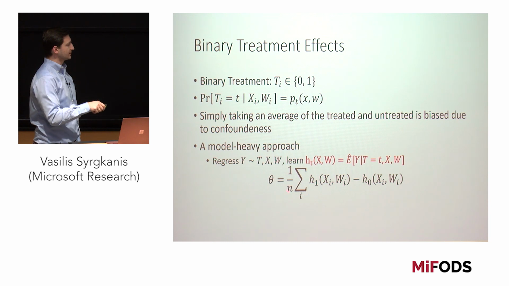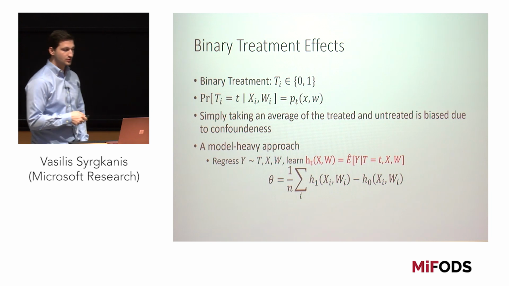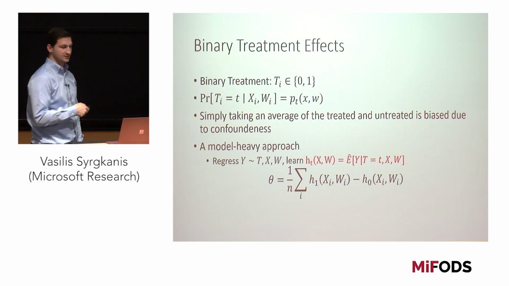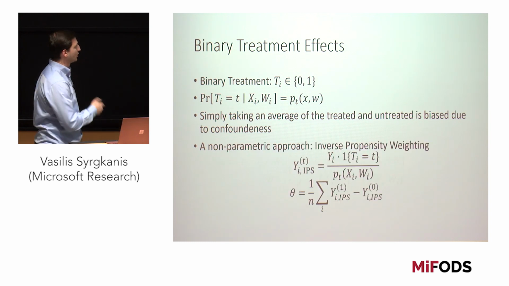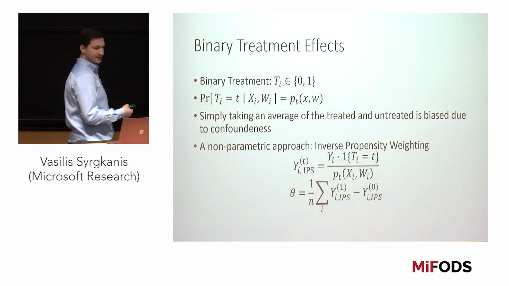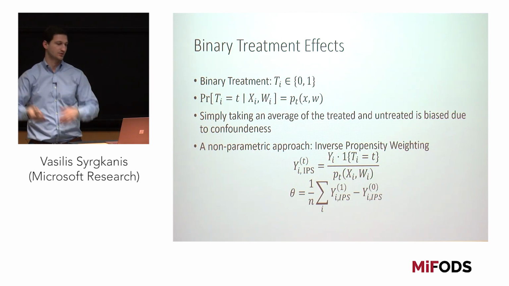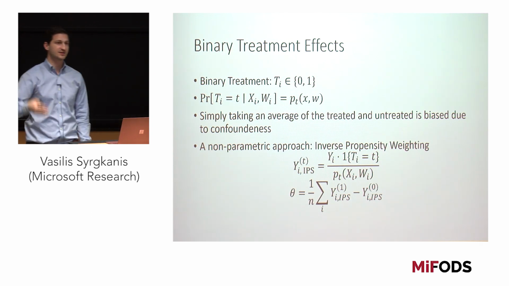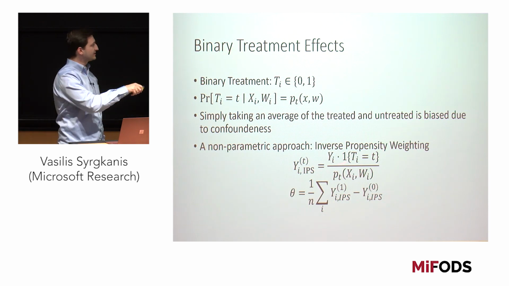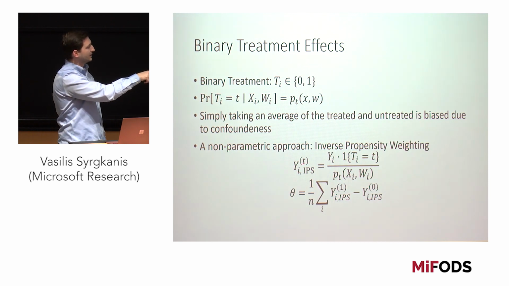Right. So, okay. Another way to deal with this problem is to use what is known as inverse propensity weighting. Most probably many of you know about it, which is to observe that if you divide the outcome that you observe for every patient, or for every sample, by the probability of that sample receiving the treatment that you observe, then this is an unbiased estimate of the counterfactual outcome of that sample under every possible treatment.